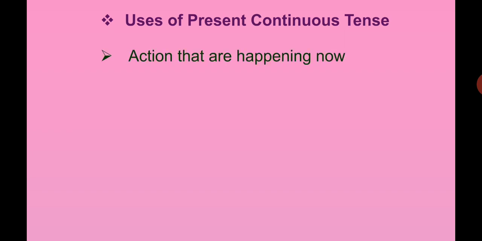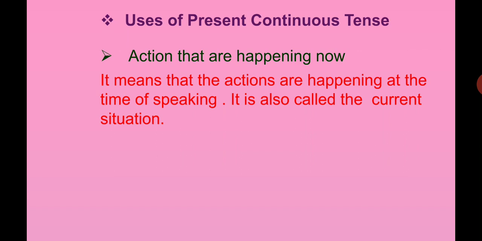Let's see. First is actions that are happening now. It means that the actions are happening at the time of speaking. It is also called the current situation. Means, as I told you in the example, the actions that take place at the time of speaking, at that time we will say that the verb is in the present continuous. The sentence is in the present continuous tense.